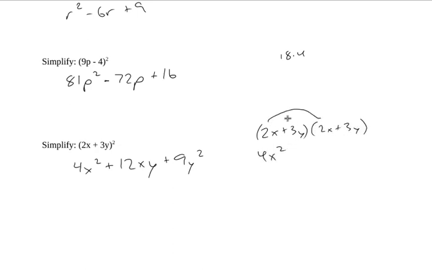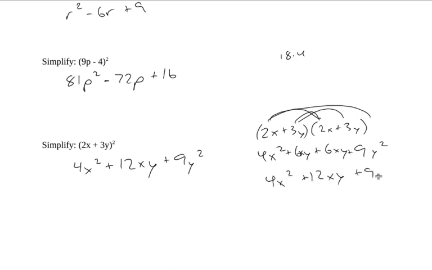I get 4x squared. I get a 6xy rather. Here I get another 6xy, and here I get a 9y squared. When I combine like terms, I get 4x squared plus 12xy plus 9y squared. You can see it is the same thing. And it's important whenever we're doing one of these shortcuts that we always do get the same thing.